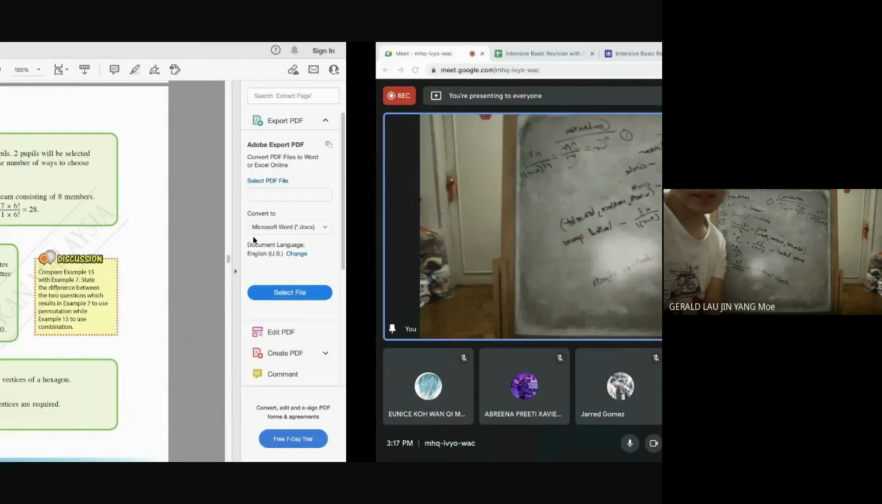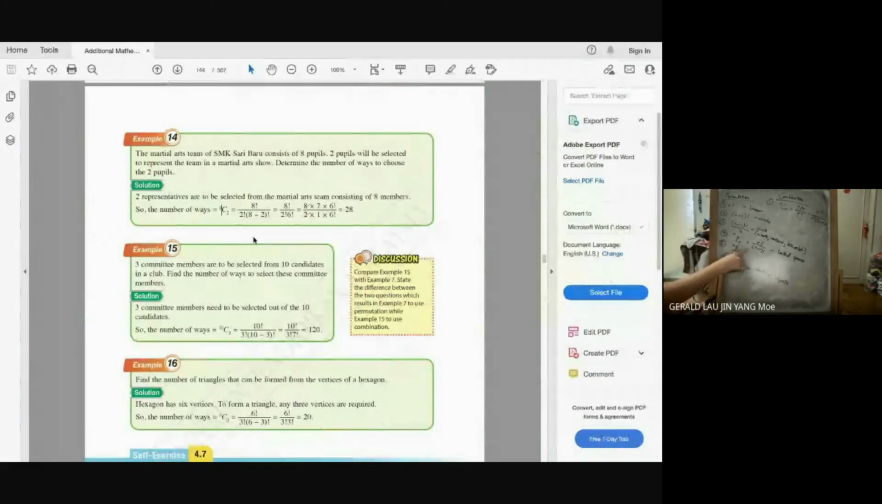Can you understand? If it's permutation, then you use the fourth formula. But combination, you have to use this. So you see, in front here, you must have the r factorial.